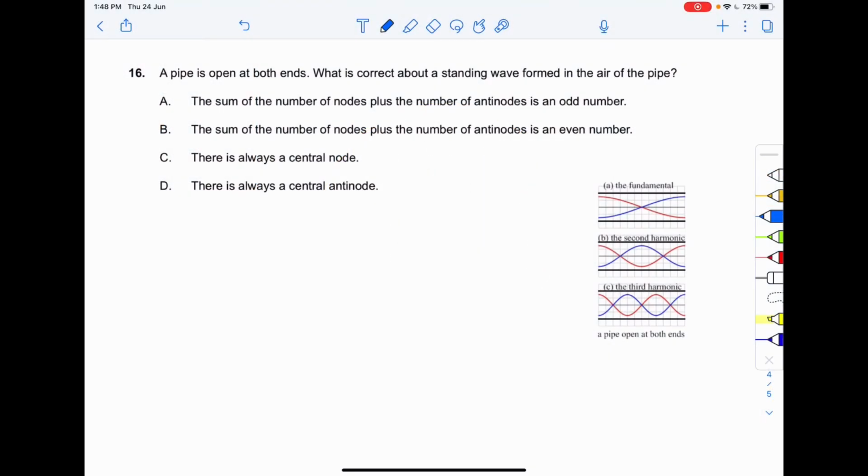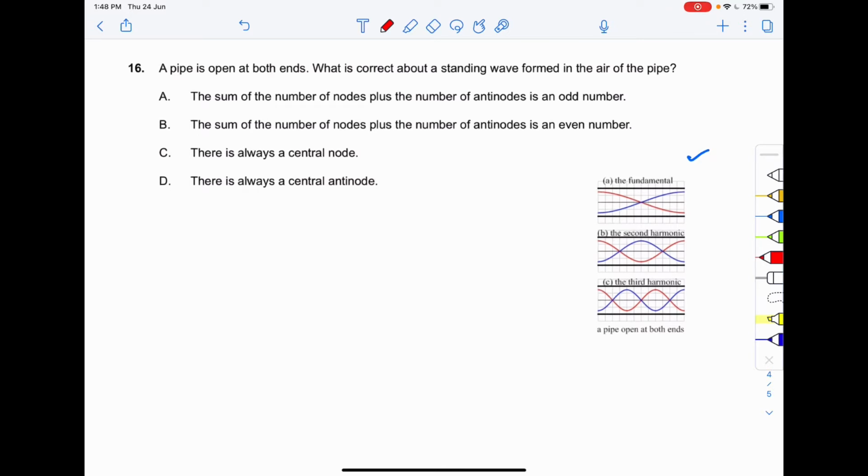So proceeding on to the next question, that is your question number 16. A pipe is open at both ends. What is correct about the standing wave formed in the air of the pipe? Okay, so this is the diagram. This is the open pipe which is open at both the ends. Over here you can see the waves that are formed in the fundamental, the second harmonic, the third harmonic in the pipe open at both ends.